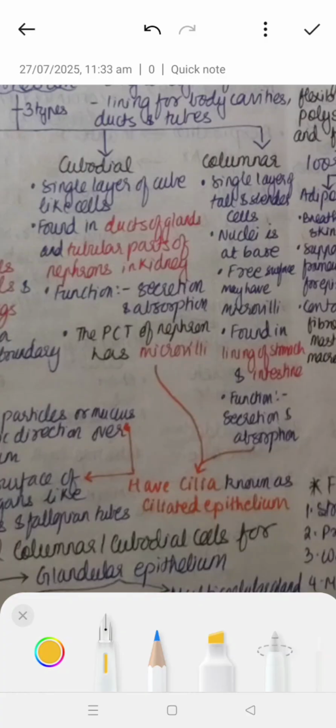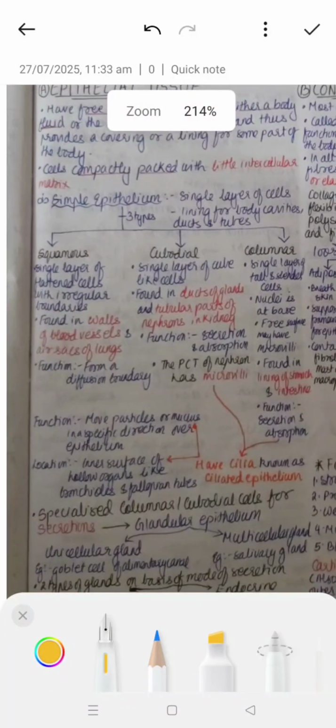Let me just recap this. Basically, simple epithelium is a single layer of cells. Squamous epithelium is a single layer of flattened cells with irregular boundaries, found in the air sacs of lungs and in the walls of blood vessels. Function is forming a diffusion boundary. Cuboidal epithelium is a single layer of cube-like cells found in the DCT and PCT and tubular parts of nephrons. Function is secretion and absorption.